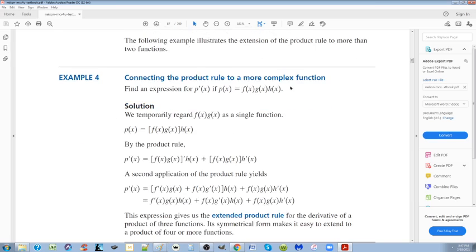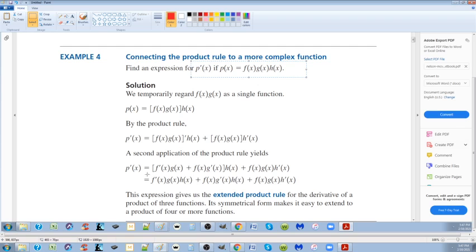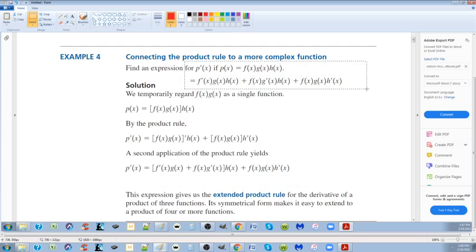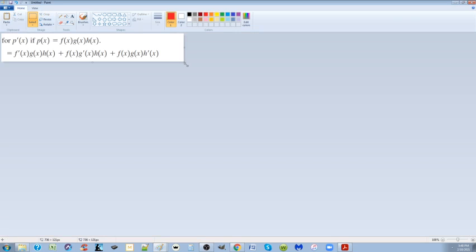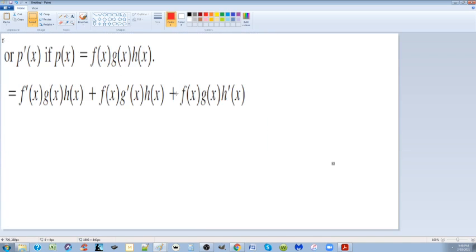Now, here's an interesting case. They say, what about when you have 3 polynomials multiplying each other, not 2? What happens if you have this? And I'm going to jump right to the conclusion as well, so that you can either just jump to the conclusion or you can follow me along and skip whatever you want.